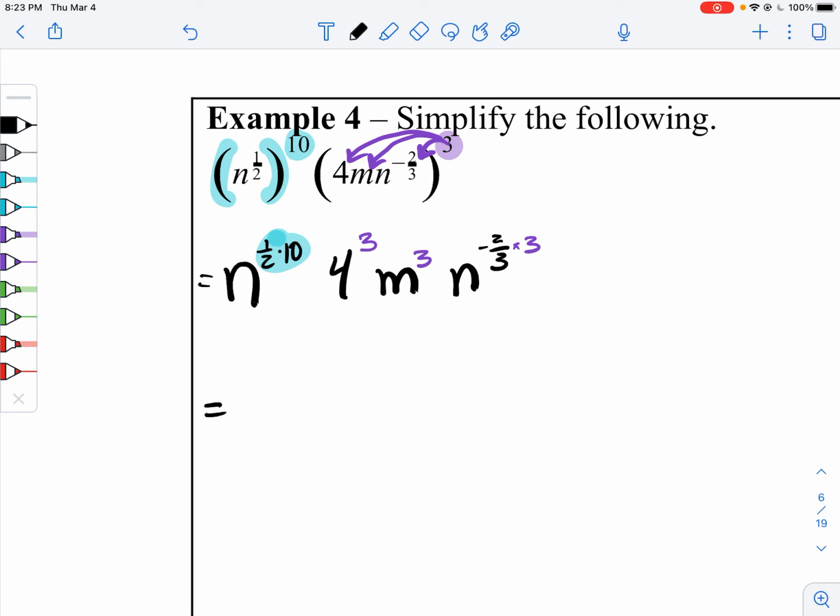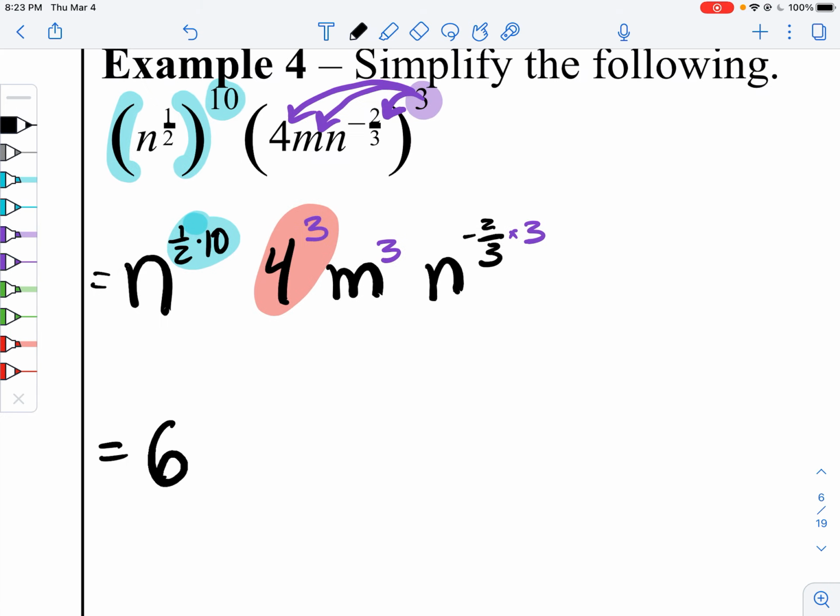So when I clean this up, I'm going to take my numbers and move that to the front. 4 cubed is 64. So I simplified and moved him out to the front. Next, I like to put my variables in alphabetical order. So we're going to take all of our m business. My m business right here, and that's it. That's all we have. So that gives us m cubed.